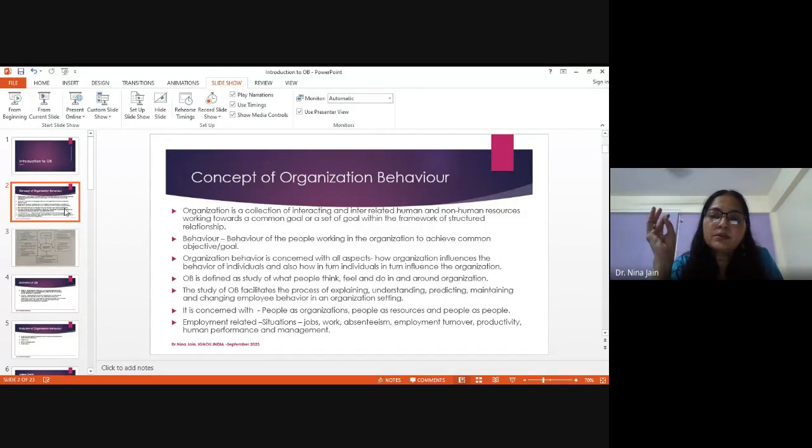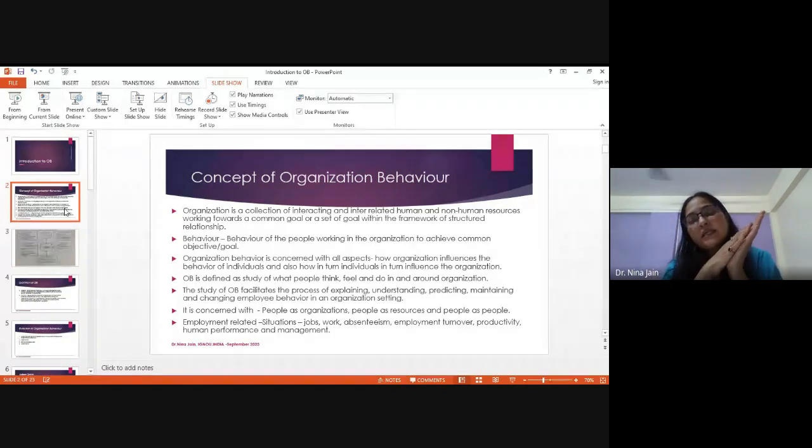Anybody? It is not the turnover of the business. Employment turnover means the people in the organization leave the job. When more people in the organization leave the job, then the turnover of your employment is very high. You have to recruit again and again, select people again and again. So it is called employment turnover.